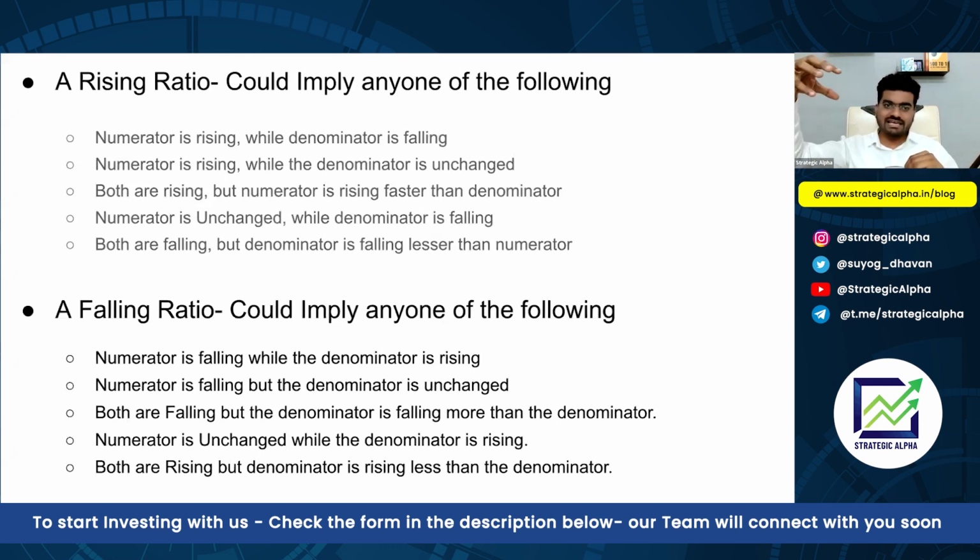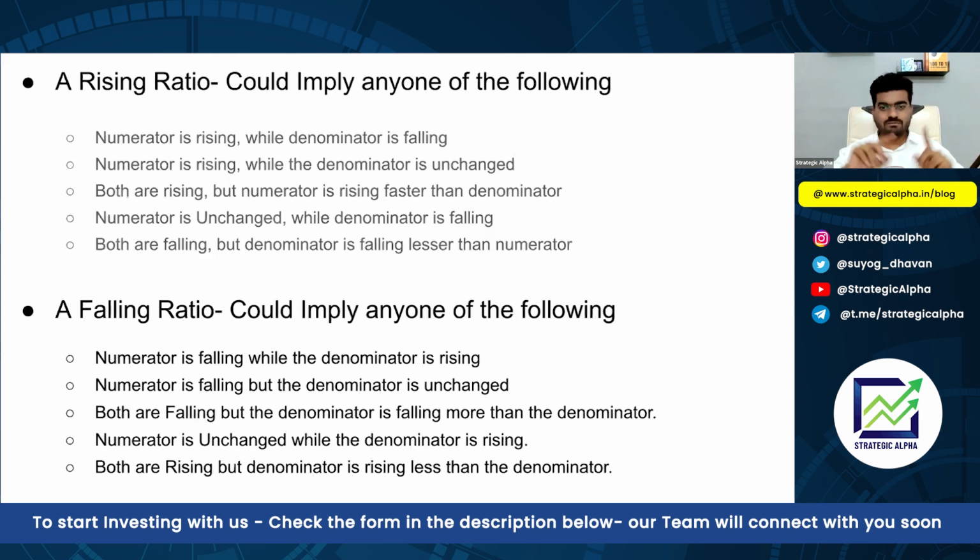A rising ratio can mean the numerator is rising while the denominator is falling. That can also lead to a rising ratio. Second case might be the numerator is rising but the denominator is unchanged. In that case also, the outperformance will happen. Third case is both are rising but the numerator is rising faster than the denominator. So what it means is, अगर आपको ये समझ में आ गया कि बैंक निफ्टी और बैंक के stocks अच्छा करेंगे compared to the Nifty, but Nifty might also go up and Bank Nifty might rise faster than the Nifty. So both are rising, but the numerator is rising faster than the denominator.